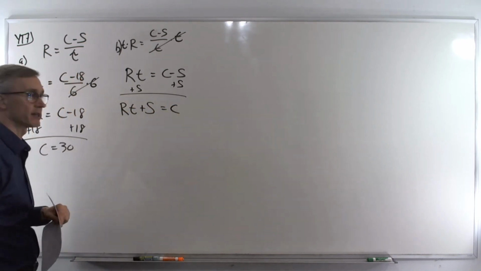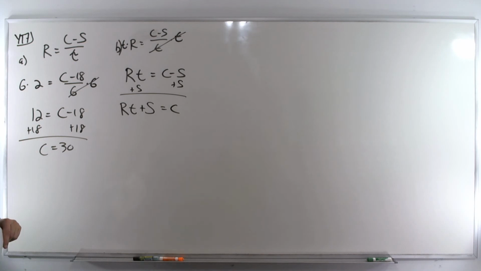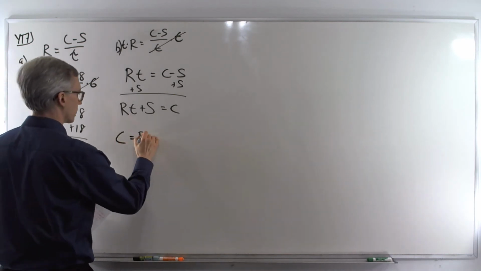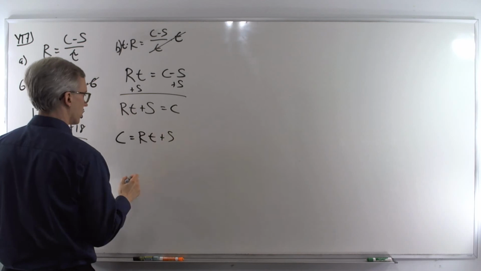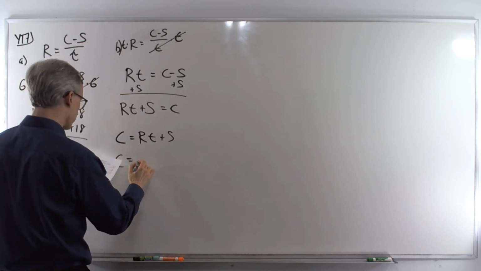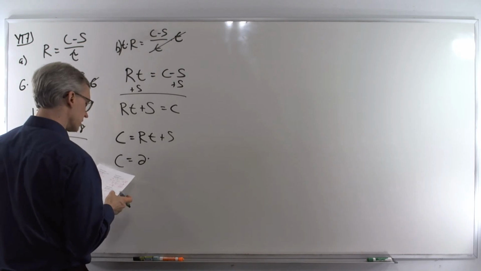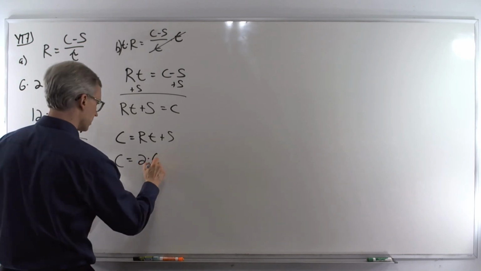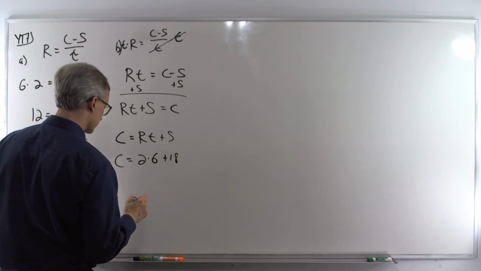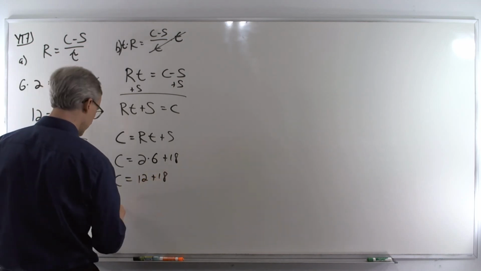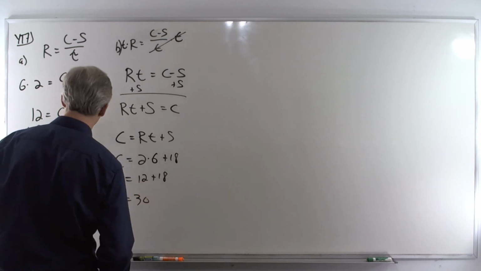So we get RT plus s. And that's the expression we can plug right into now. All right, R was 2. I'm just going to switch this around. And then plug in. R is 2. T is 6. And S is 18. So that's 12 plus 18, or 30.